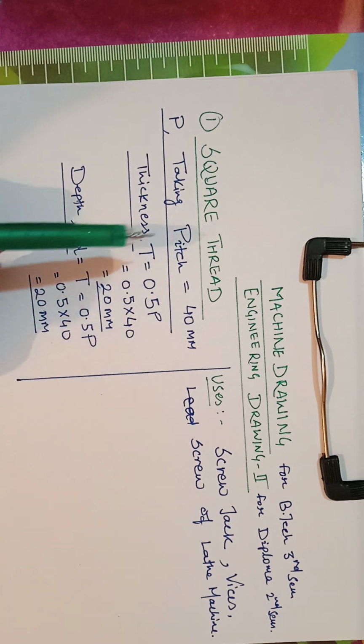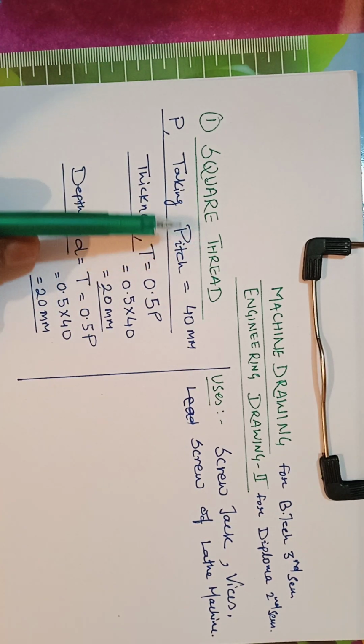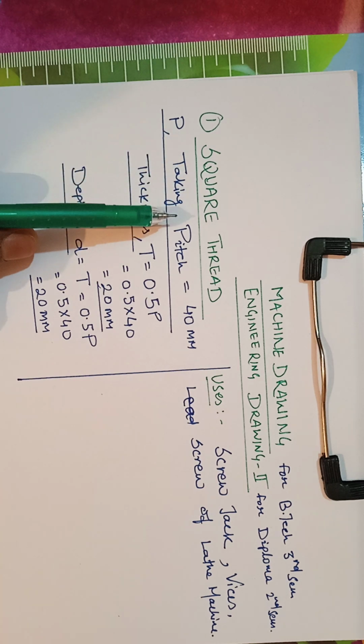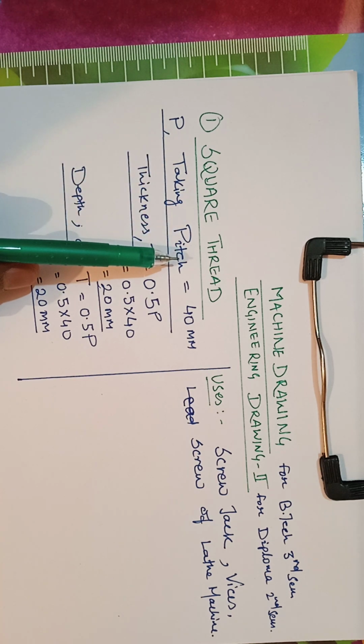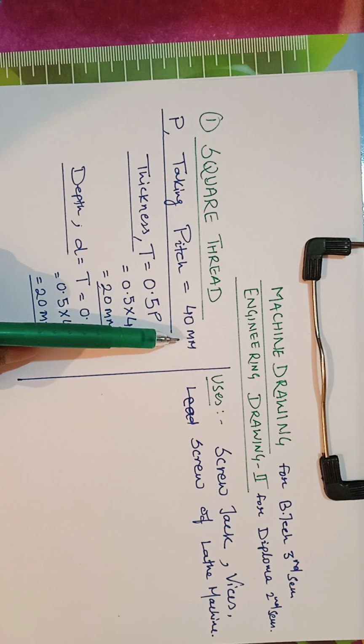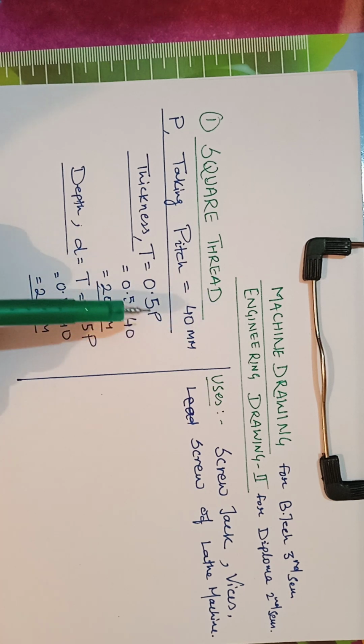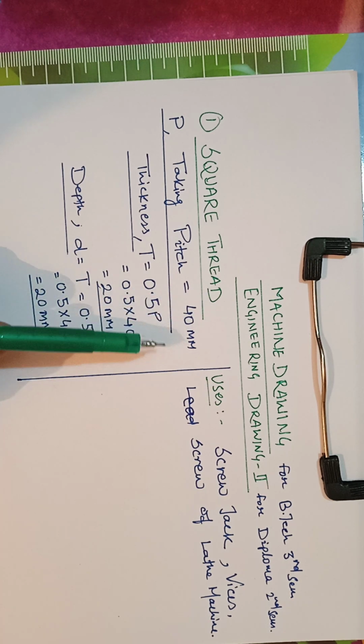So for the square thread, specifications are in terms of pitch. We will assume any suitable value for the pitch. Here we are taking the pitch value as 40 mm. You can take any other values also, like 50, 30, etc. But let us take it as 40 mm.